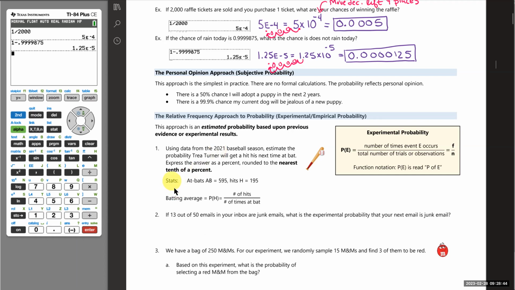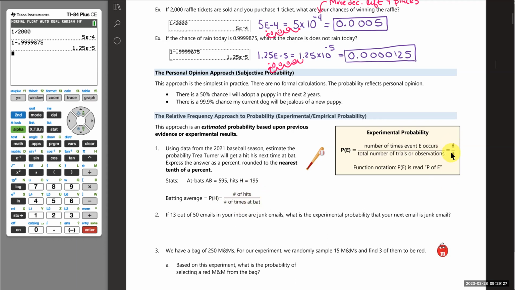So here's what I found out, that he went to bat 595 times in 2021. He had 195 hits, and we will calculate his batting average, which will be our best estimate of the probability that he gets a hit the next time he is at bat. So this notation, so the probability of an event happening, and you'll see an E there. I did H to stand for hit. We usually use capital letters of the alphabet to represent some event occurring. So the probability that he gets a hit, we would just figure out how many times he had a hit and divide it by the number of times he went to bat.